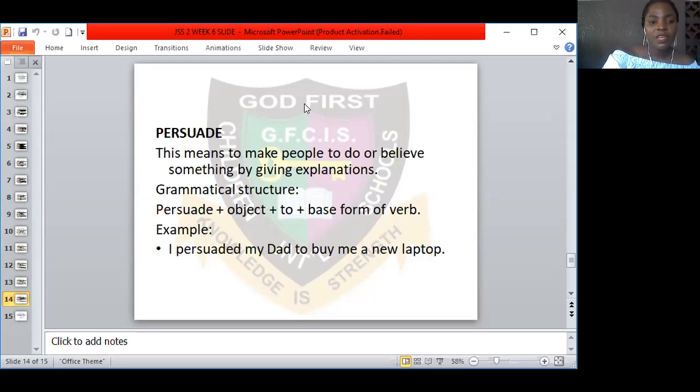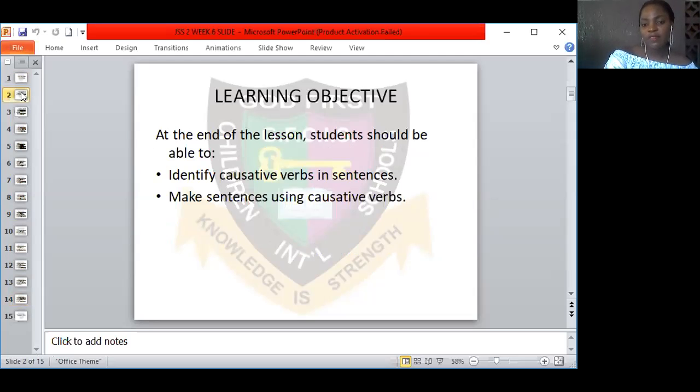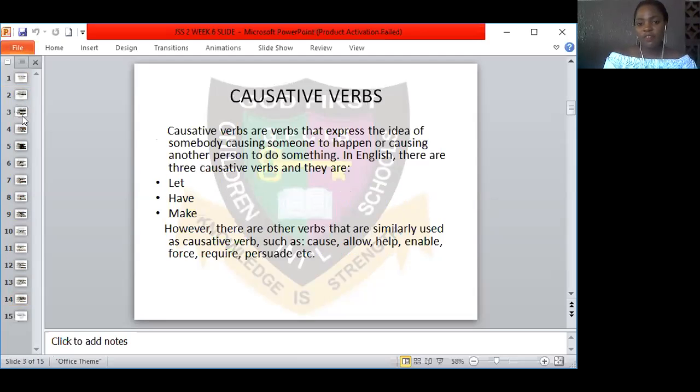So, a quick recap on what I've been talking about. The topic for today is causative verbs. And I said at the end of this lesson, you should be able to identify causative verbs in sentences and make sentences using causative verbs. I also gave the definition of causative verbs: verbs that express the idea of somebody causing something to happen, or causing another person to do something. So it's the kind of verb that causes someone to do something.